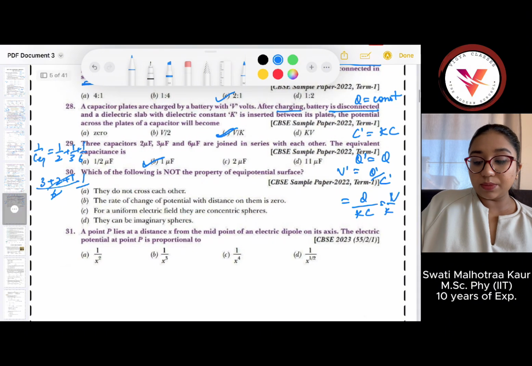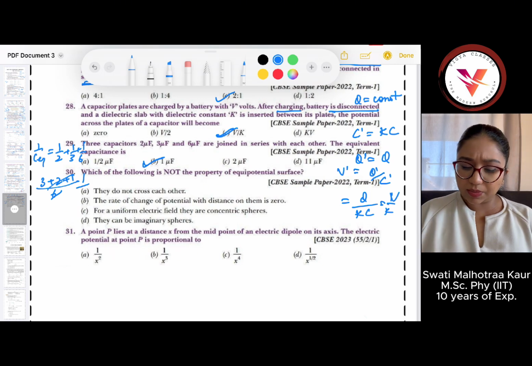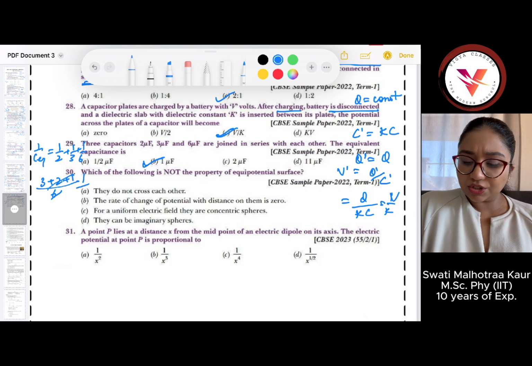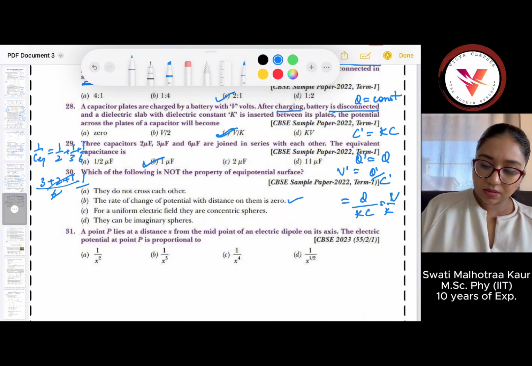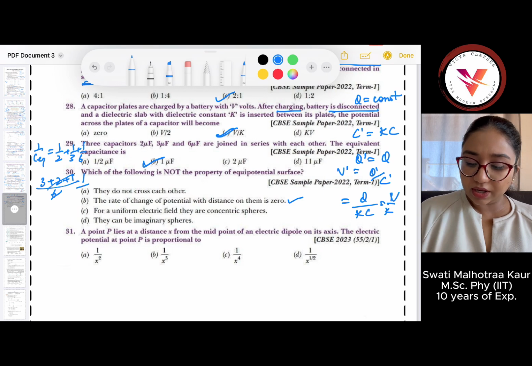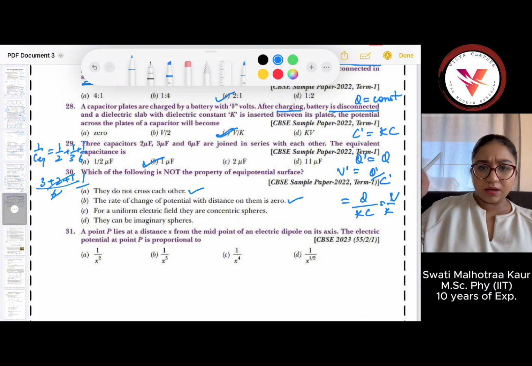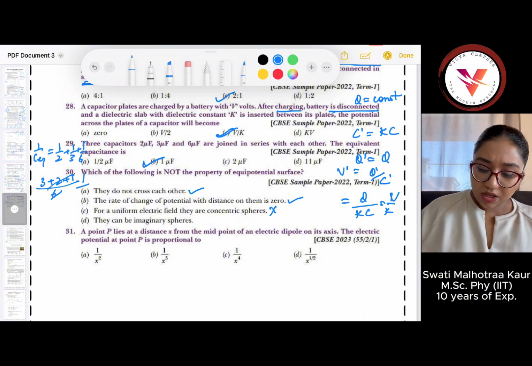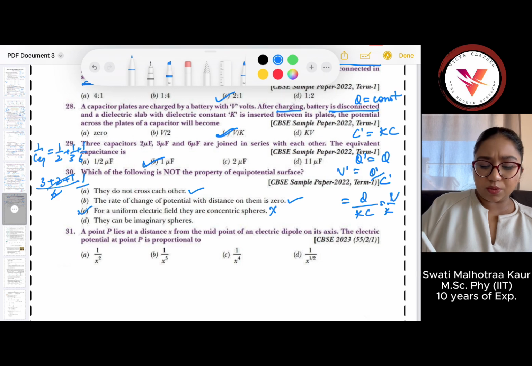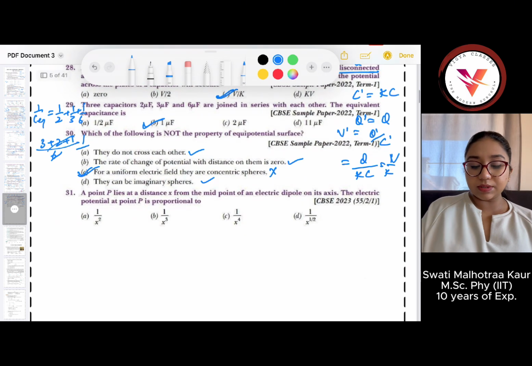Which of the following is not the property of equipotential surfaces? They do not cross each other. The rate of change of potential with distance on them is 0. Yes, it's 0. For a uniform electric field, they are concentric spheres? No. For uniform electric fields, they are like parallel plane sheets. They can be imaginary spheres. So C is the appropriate one.